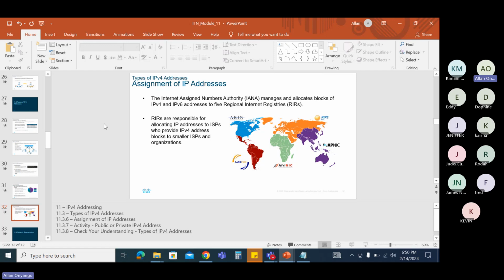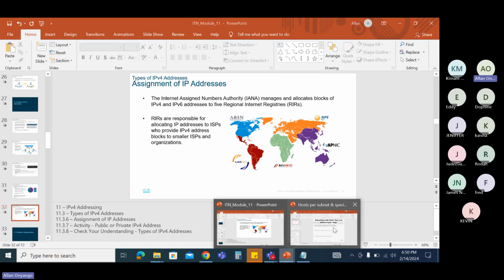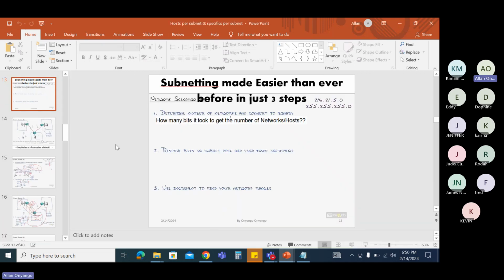I don't have the best of handwriting, but our teacher used to say that handwriting doesn't matter. What matters is the content of the handwriting. And so I adopted that. So I'm now going to change and use a different slide.